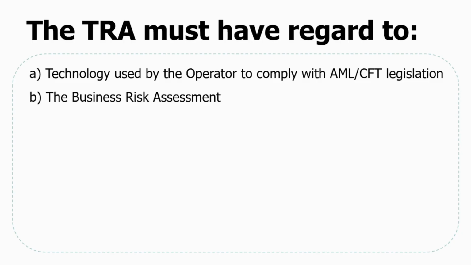Ensure the technology risk assessment reflects the money laundering and terrorist financing risks identified in the operator's business risk assessment. So if, for example, the business risk assessment identifies complex ownership structures as a higher risk, then the technology must be in place to trigger beneficial ownership reviews.